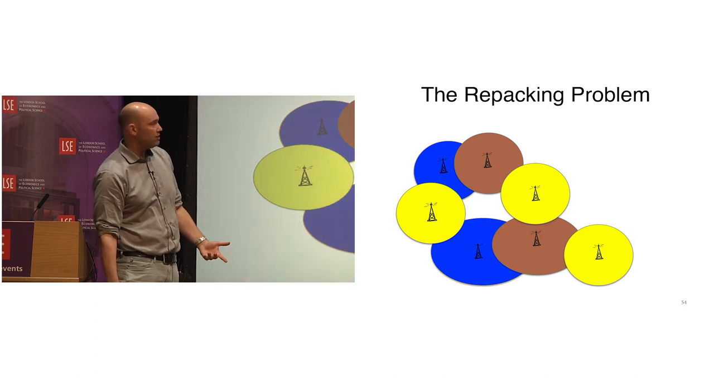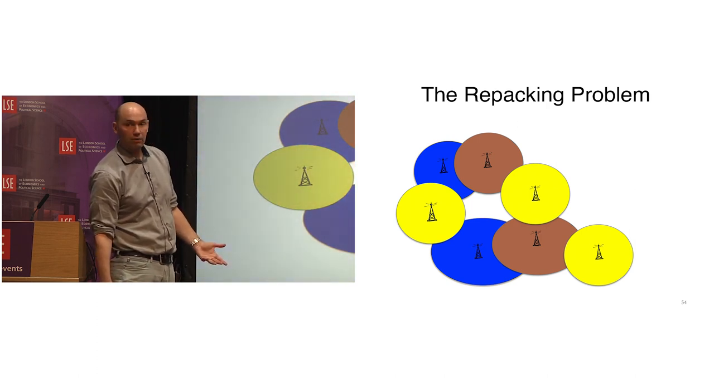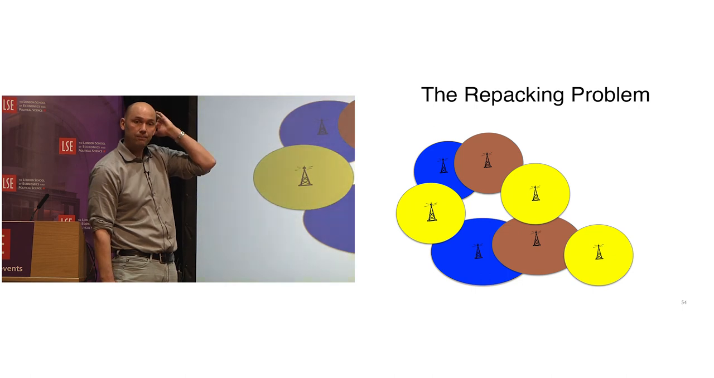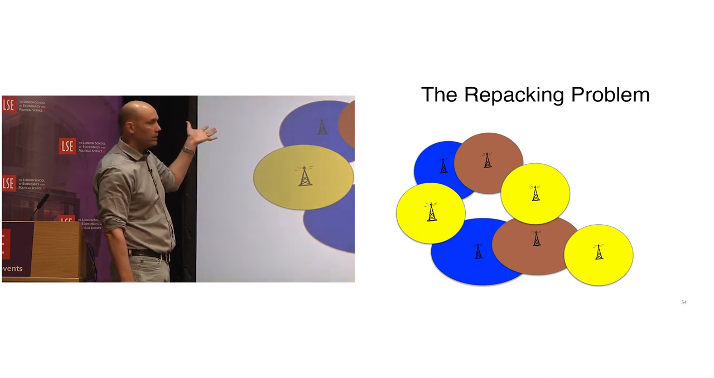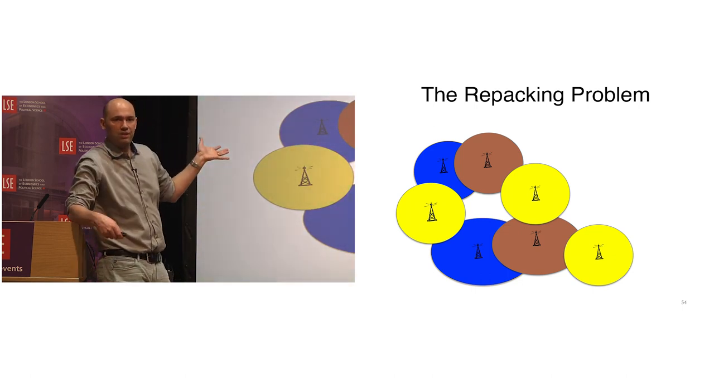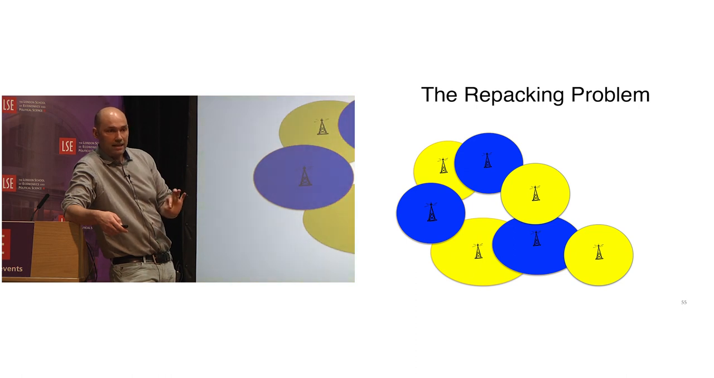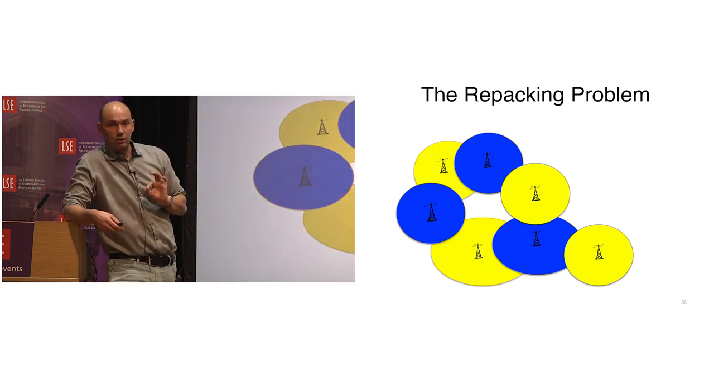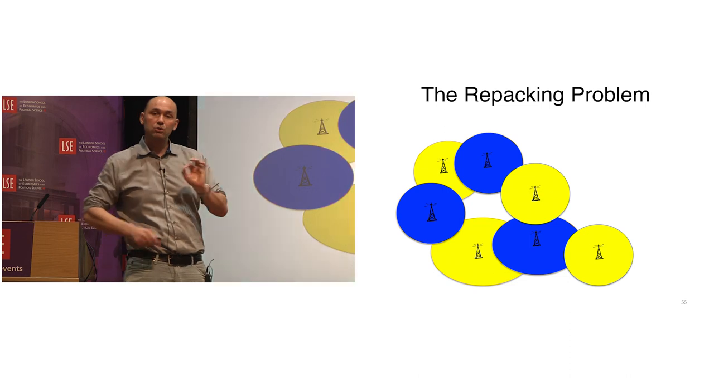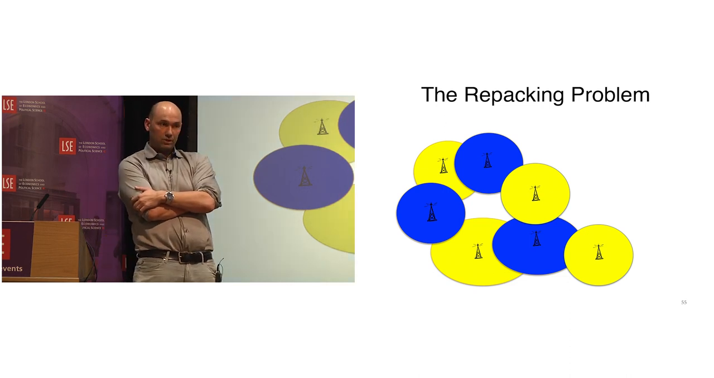On the other hand, imagine you bought out that blue station on the right, taking it off the air. If you look at what's left, you're like, okay, maybe that didn't help much. We're still using all 3 of the channels. But now, it's possible to reassign channels so that the brown channel is no longer used, and the brown channel could be sold in a forward auction.